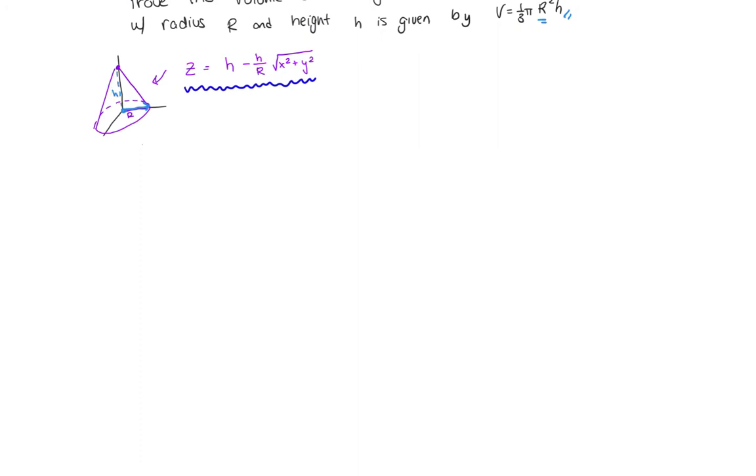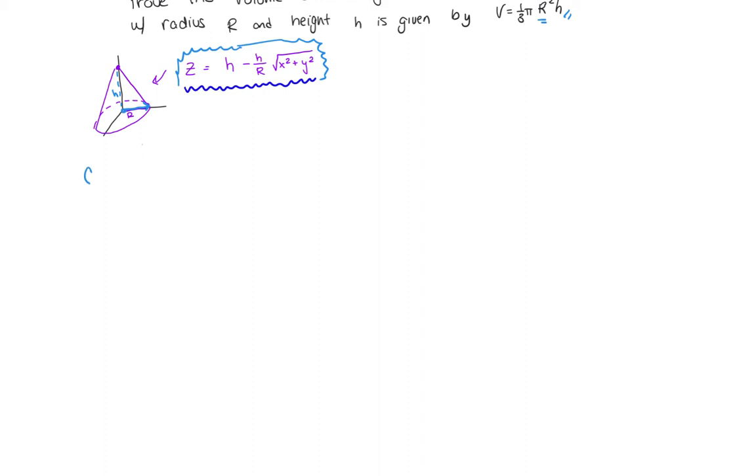We're given that the formula for that cone, if it's downward facing, is given by z equals h minus h over r times the square root of x squared plus y squared. So what we're going to do to start out is actually derive that formula, to see that it does give us this cone that we're looking at.